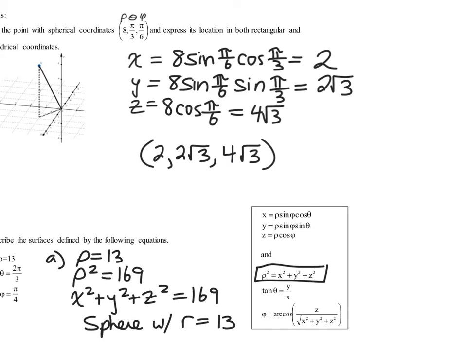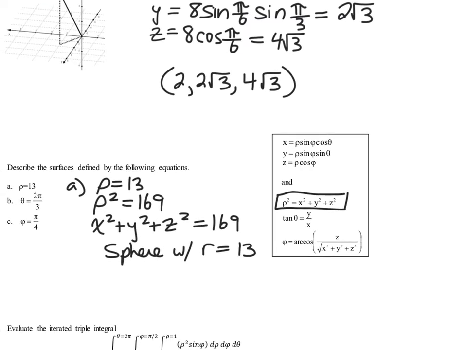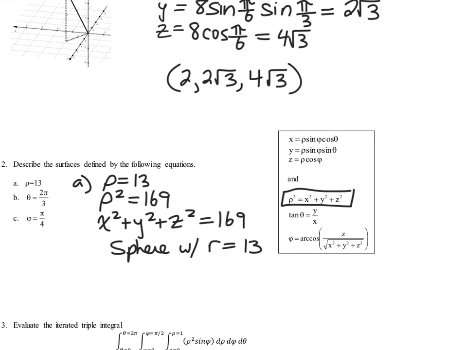That's great news, because it took a really complicated rectangular equation and made it a very, very simple spherical equation. Just like when you're dealing with polar coordinates, converting a circle equation into polar form takes something complicated and makes it easy. This takes something more complicated and makes it easy.